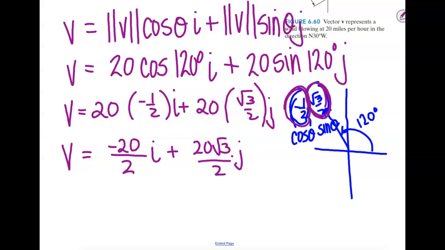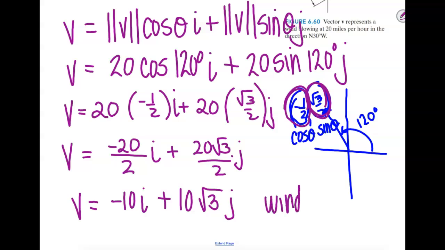Continue simplifying. Negative 20 divided by 2 is negative 10 i. 20 divided by 2 is 10, and then square root of 3 j. So that is the vector, as that represents the wind's velocity in terms of i and j.